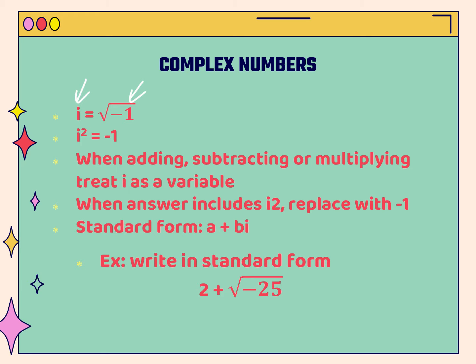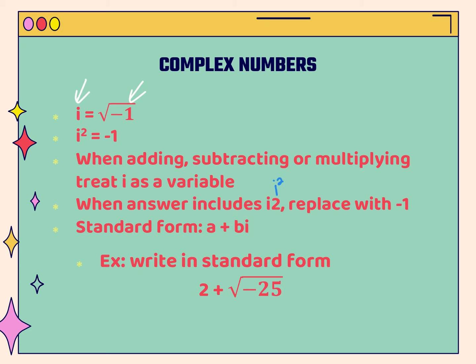Because i times i would be the square root of -1 times the square root of -1, which turns out to be -1. So now we're going to use i's in a lot of different ways in the next section, which is divided between today's notes and tomorrow's. And they include adding, subtracting, or multiplying these terms. And when we do that, we just treat i as though it was a variable like x. When your answer includes i squared, we're going to replace it with a -1. And standard form is a plus bi, which means the real number comes first, and then the part that has the i on it, or the imaginary part, comes second.